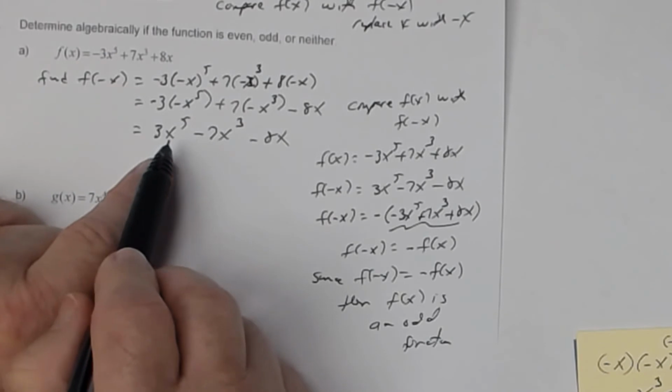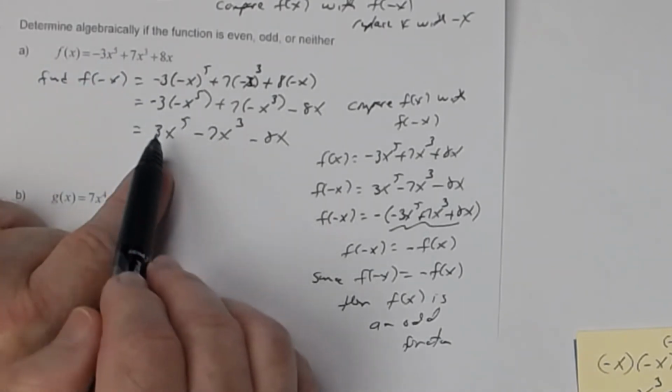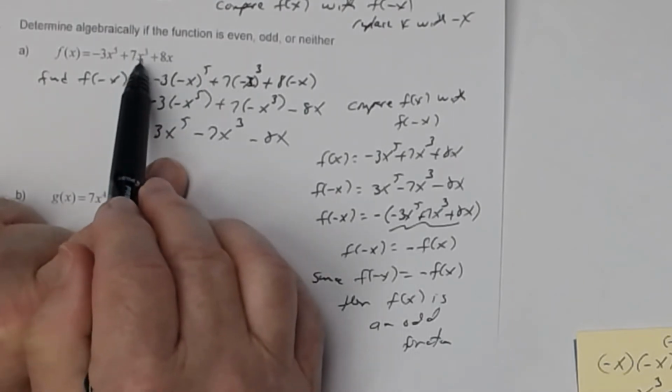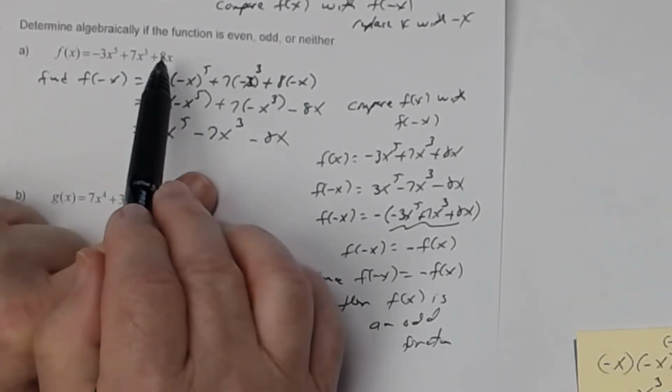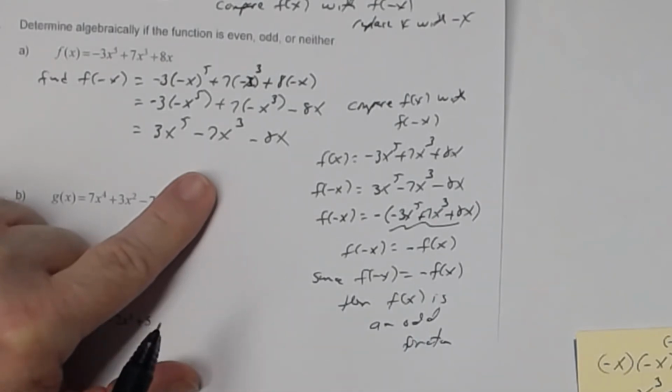Then you can compare each of those terms with what you see. Negative 3x to the fifth, that's the opposite. 7x cubed, that's the opposite. 8x, that's the opposite. Right away, you can say it's an odd function. Okay?